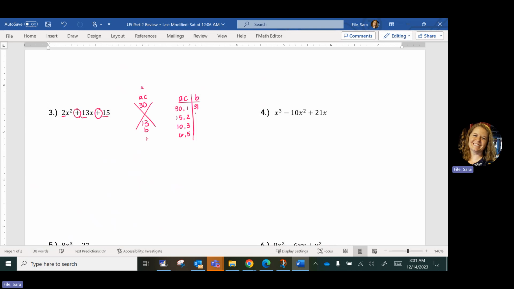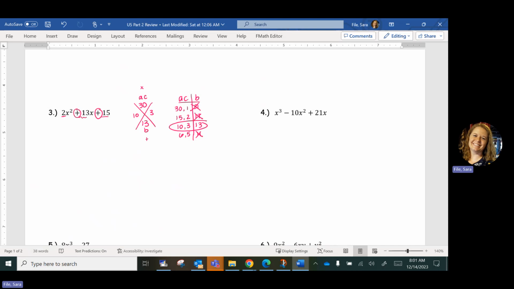This would add to 31. That would add to 17. That would add to 13. That would add to 11. What is it that I'm wanting them to add to? 13. These don't give me the right B value. So it's 10 and 3. You don't have to do it with a table, but sometimes the organization helps people. Okay, so 10 and 3.